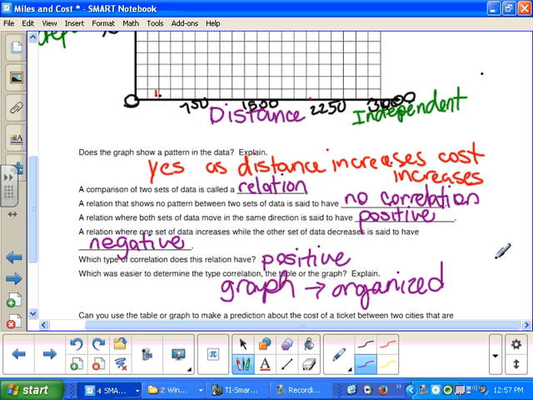If one had been increasing and the other had been decreasing, like maybe you buy tickets, the more tickets you buy, the less each one costs. You're buying in bulk. I know some sporting events do that. That would be a negative correlation.